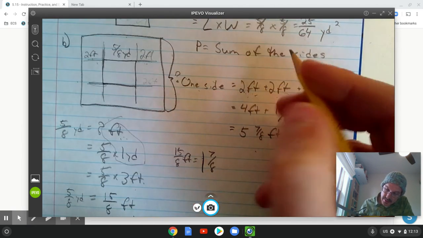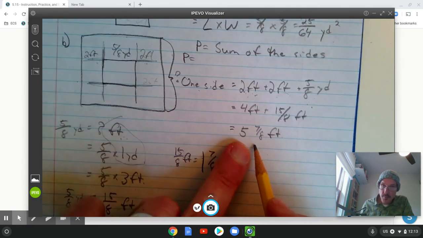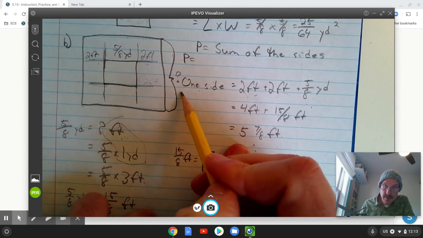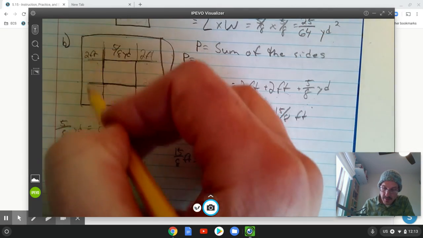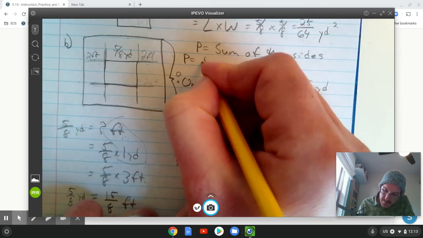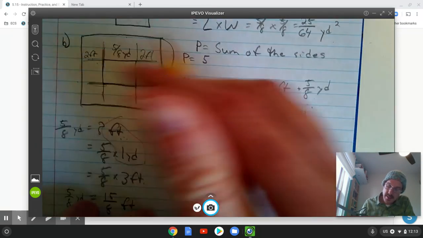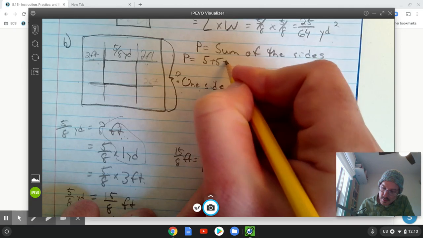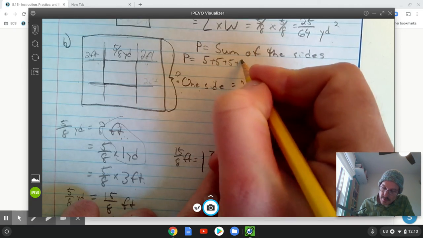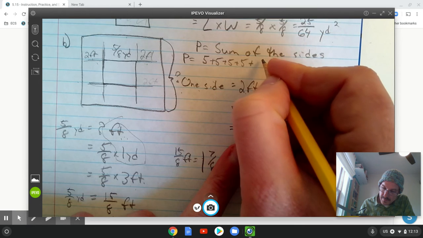So the sum of the sides is going to be 4 of these. 5 and 7/8 on this side, 5 and 7/8 here, 5 and 7/8 here, 5 and 7/8 there. So I'm actually going to take all 4 of the 5 and 7/8. I'm going to take all the 5s and add them first. So there's 4 groups of 5, and then I'm going to add the 4 groups of 7/8.